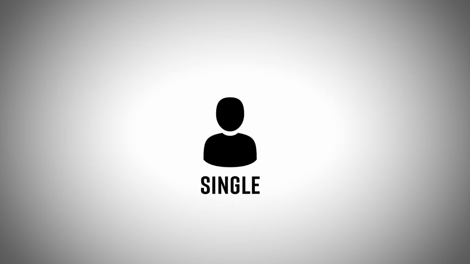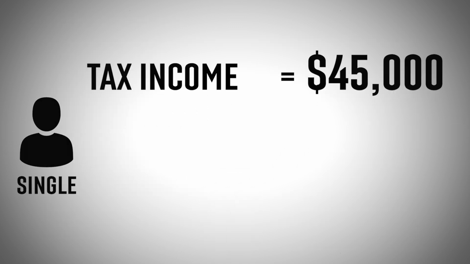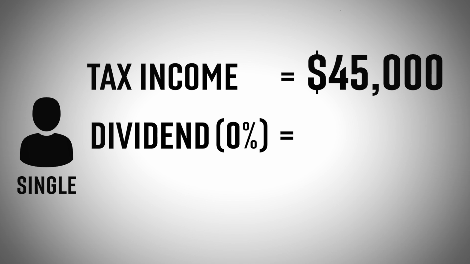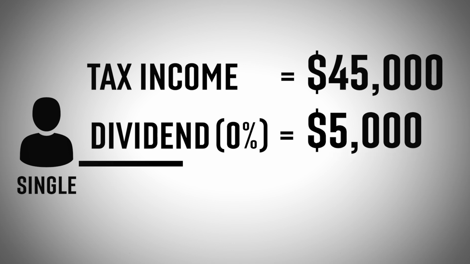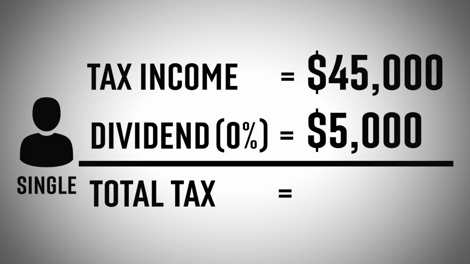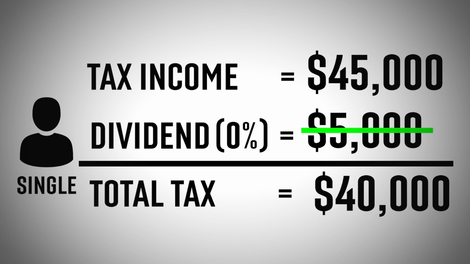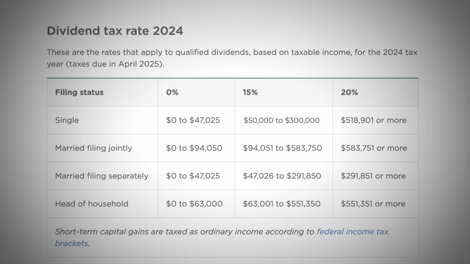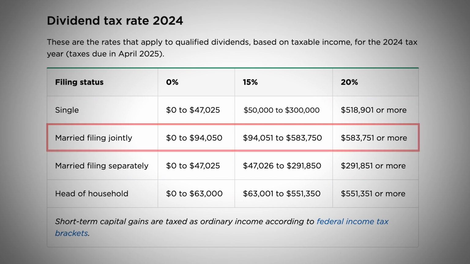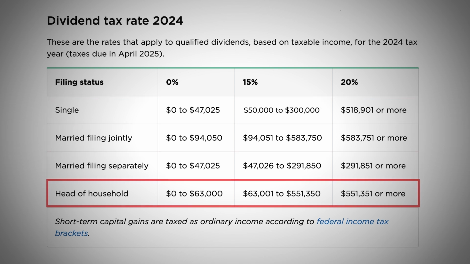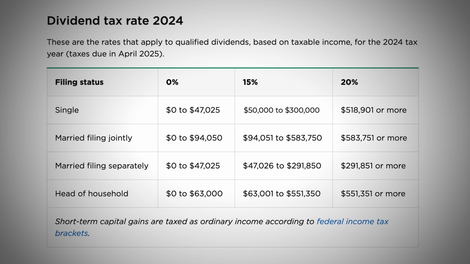So let's say you're single and have a taxable income of $45,000. That means any dividends that took part in that income would be taxed at 0%. So let's just say $5,000 of that income was from dividends. You'd be taxed 0% on that $5,000, and this same concept applies whether you're married filing jointly, separately, or head of household. It all depends on your taxable income as well.